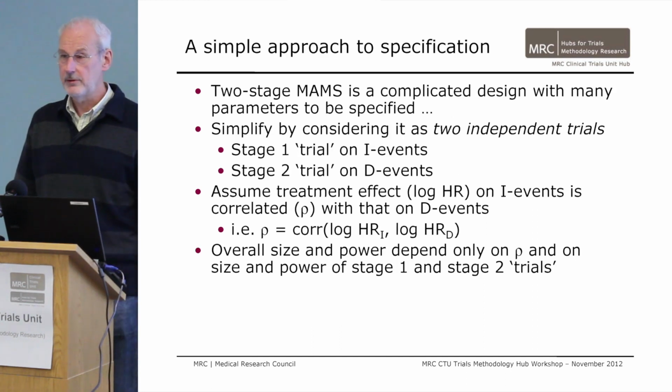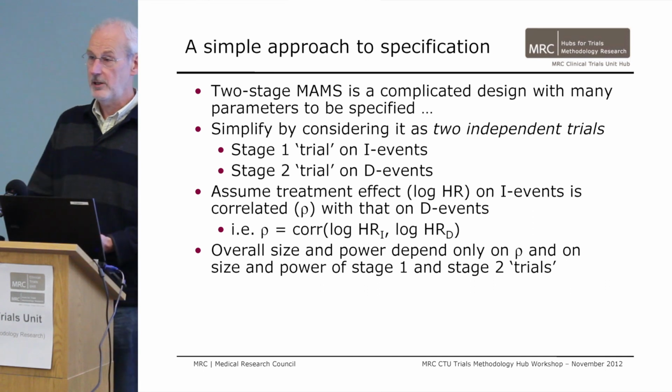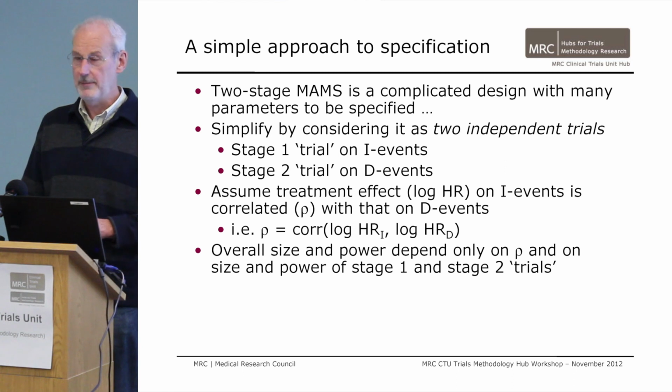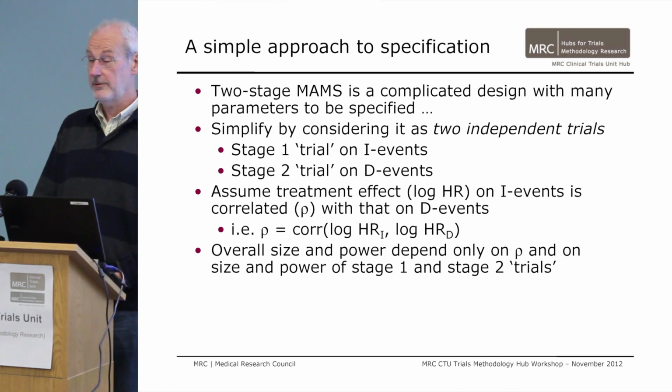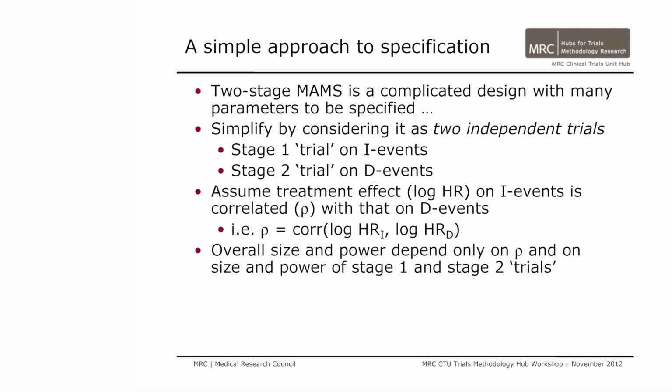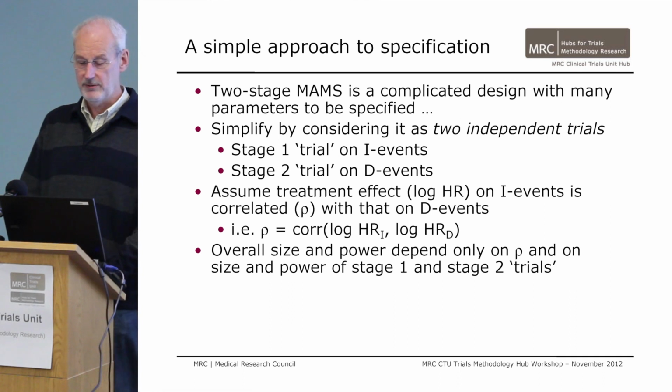Now, okay, so we've got this 2-stage approach. We've got 2 different types of outcome. How on earth do we specify this? There's potentially a lot of parameters to think about here. It's bad enough with a single-stage design. Well, early on, I was thinking about that. I was worried about this because when this design was first introduced, I hadn't seen it before.